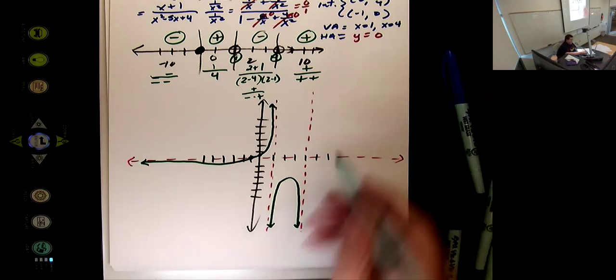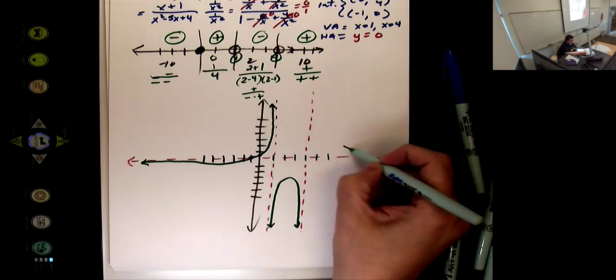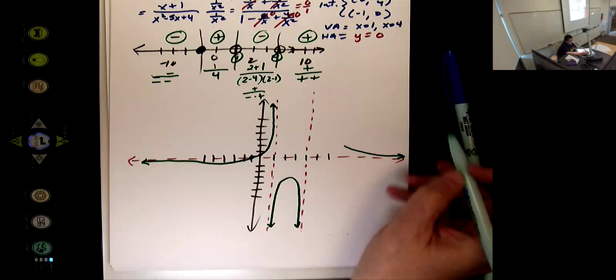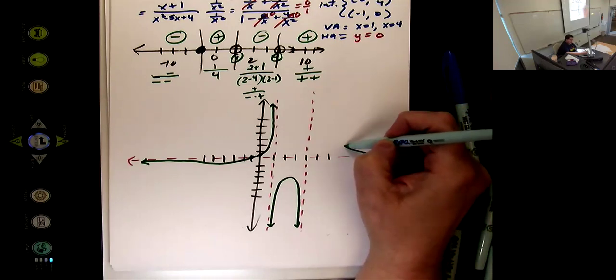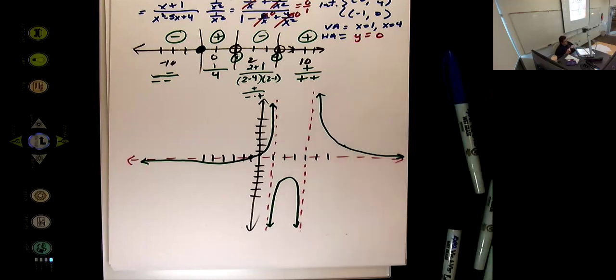And over here, greater than 4, we know it's positive. As it goes to infinity, it's gotta follow the asymptote. And since it's positive, as it gets close to x equals 4, it's gotta follow the asymptote there.